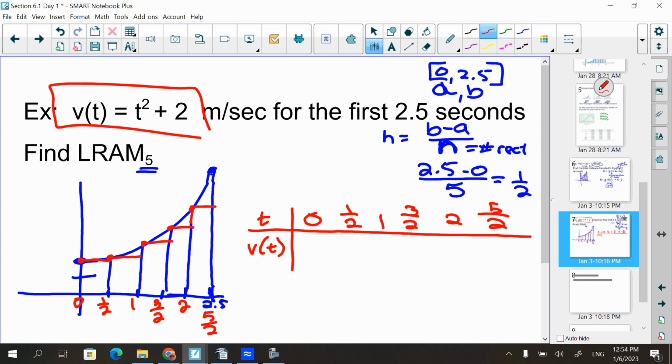0 squared plus 2 is 2. 1 half squared is 1 fourth. Plus 2 is 5 fourths, or 2 and 1 fourth. 1 squared is 1, plus 2 is 3. 3 halves squared, square the top, square the bottom. 9 fourths plus 2. 9 fourths plus 2 is like 9 fourths plus 8 fourths, so 17 fourths. Plug the 2 in, 4 plus 2 is 6, and then plug the 5 halves in, I get 25 fourths plus 2, which is 25 fourths plus 8 fourths, which is 33 fourths.